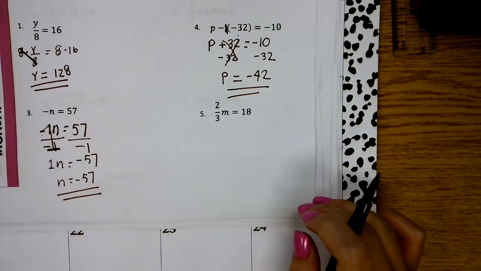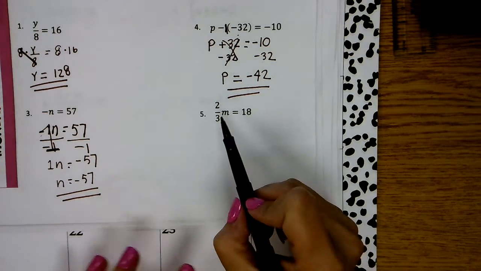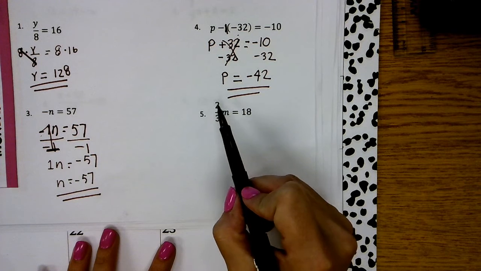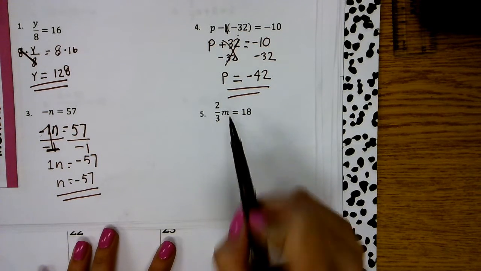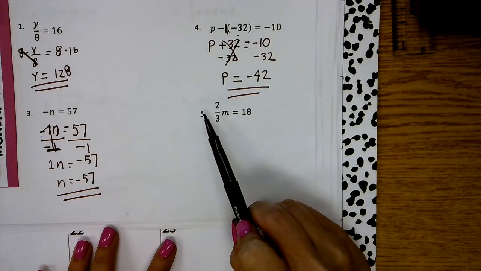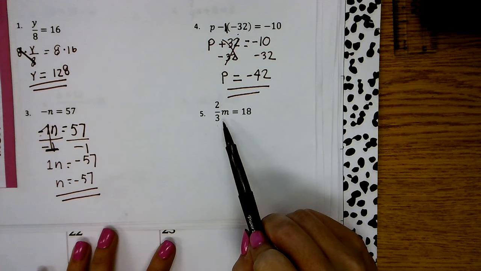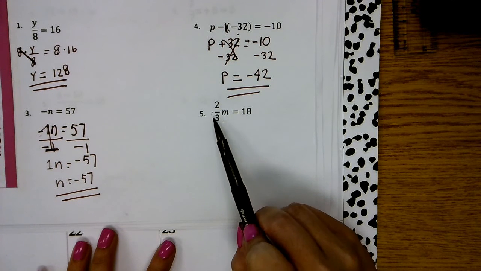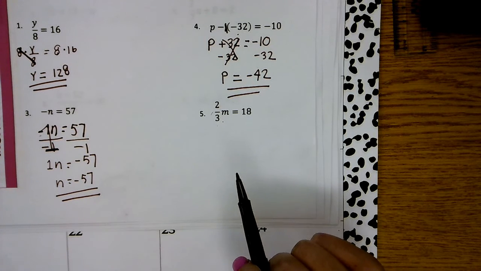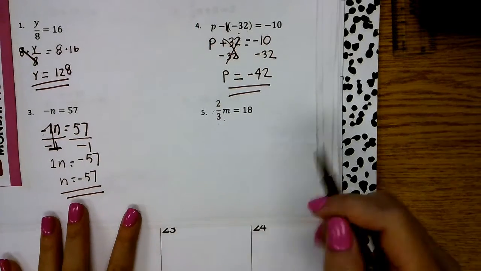And finally, number 5, 2/3 m equals 18. First, we want to get rid of the fraction. So this is like 2 divided by 3, m equals 18. To get rid of a fraction, you multiply both sides of the equation by the denominator. Remember, the denominator is the bottom number in your fraction. So here our denominator is 3. So we're going to start by multiplying both sides of the equation by 3.